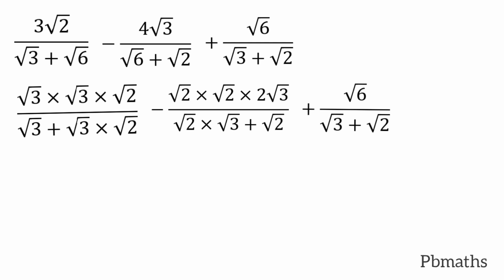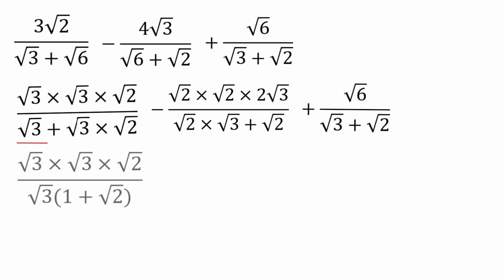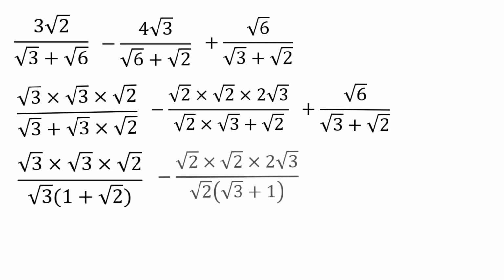Then in the first term's denominator we can factor out √3. Then we have √3 into √3 into √2 divided by √3 times (1 plus √2). Minus, in the second term, let's write the numerator as it is, √2 times √2 times 2√3, divided by, here we can factor out √2, so √2 times (√3 plus 1). Then let's rewrite the third term as it is.